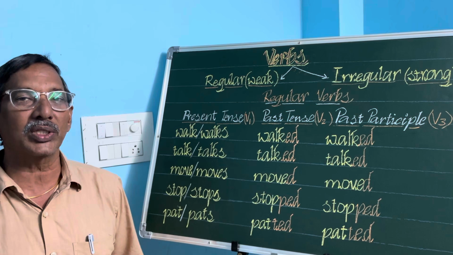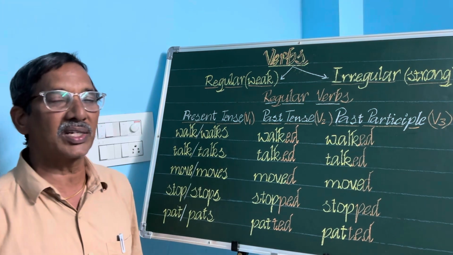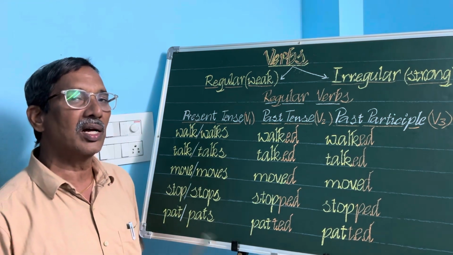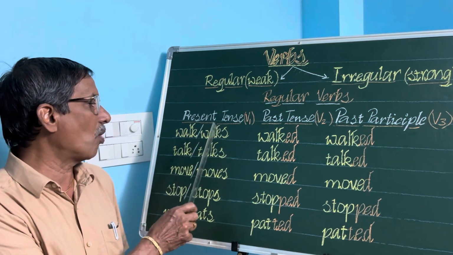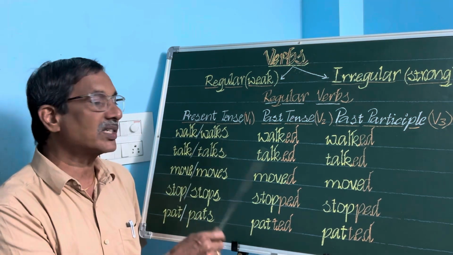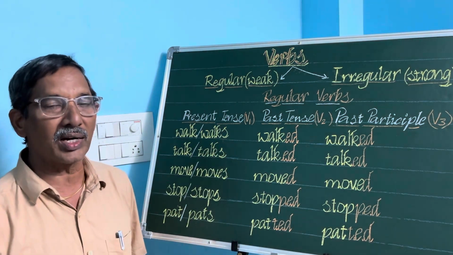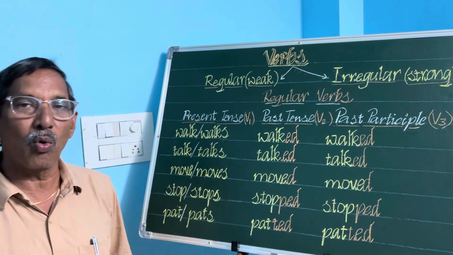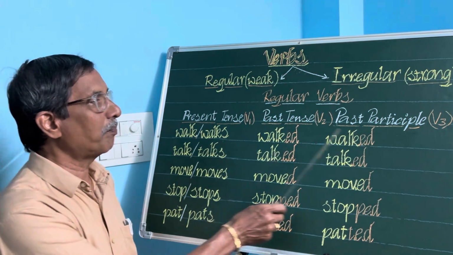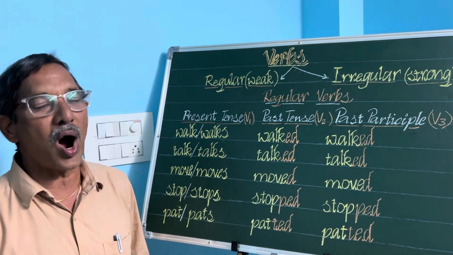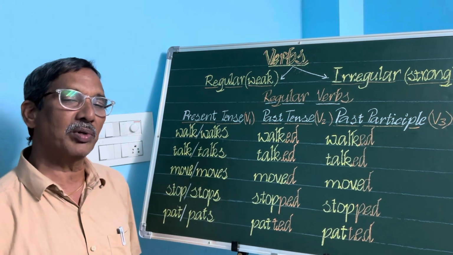Walk and walks both are present tense verbs. In our later discussions, we will discuss where walk is used and where walks is used. The past tense of walk or walks is walked. The end sound is t, walked. And the past participle is also walked. The present participle is walking.